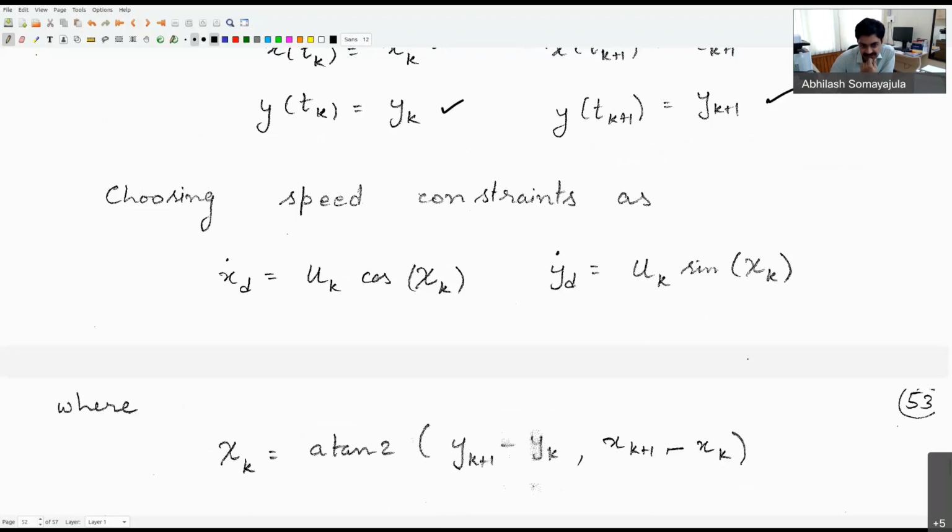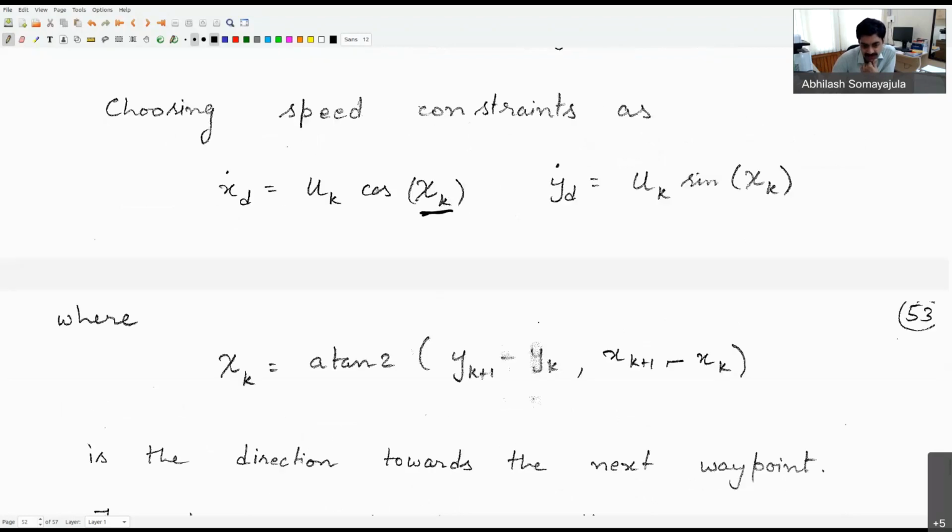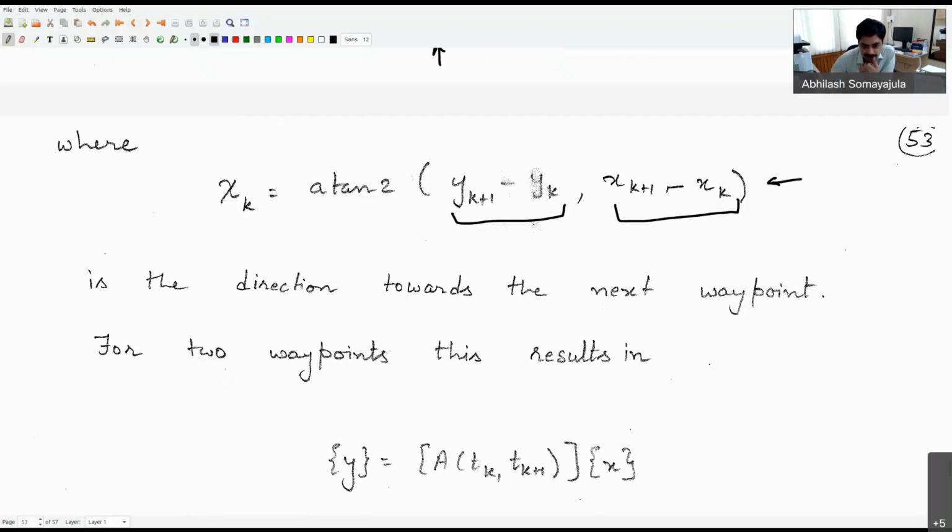So choosing the speed constraints as x desired dot is equal to uk times cosine of ik, where ik is the angle between the first waypoint and the next waypoint. Right? This is the course angle between the first waypoint and the next waypoint. We have seen this before, so this should not come as a surprise. Similarly, y desired dot will be uk times sine of ik, where ik is given by atan2 of yk plus 1 minus yk divided by xk plus 1 minus xk. All right.